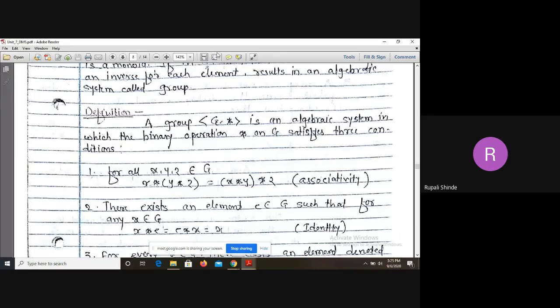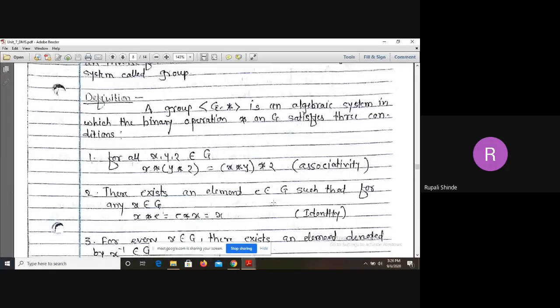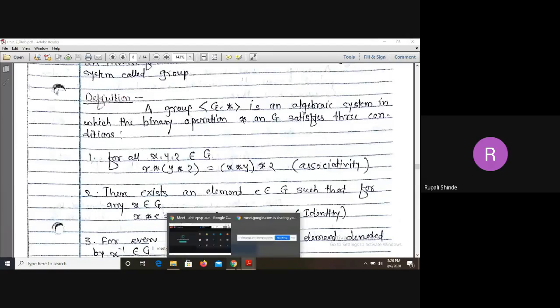The second property is associativity. Here we consider any three elements, suppose x, y, z. For all x, y, z belonging to G, x star (y star z) is equal to (x star y) star z. This property is called associativity. The next property is for an identity element. We have seen this property earlier.